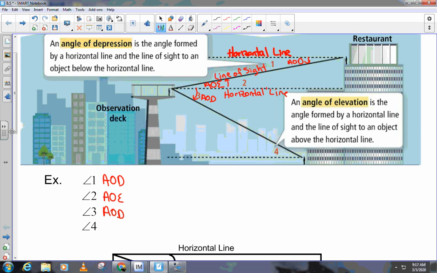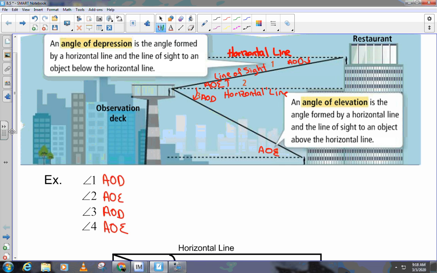Okay. Angle 4, here's the guy that's down at the bottom of the tower. Here is his horizontal line of sight. He looks up at the guy in the observation deck. What is angle 4 going to be? Angle of elevation. Okay, so again, your angle of depression drops below the horizontal line. It's that angle that's formed by the horizontal line and your new line of sight. The angle of elevation rises above the horizontal line and looks at something above. It's the angle formed that rises above.